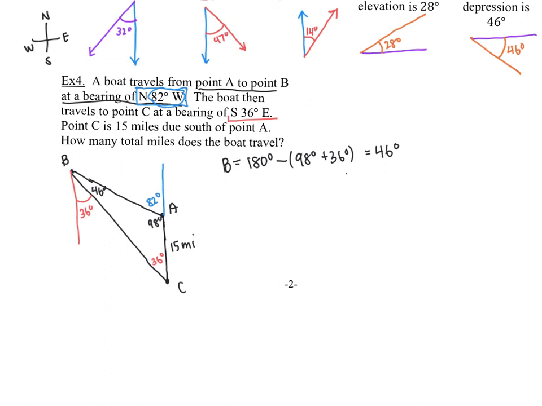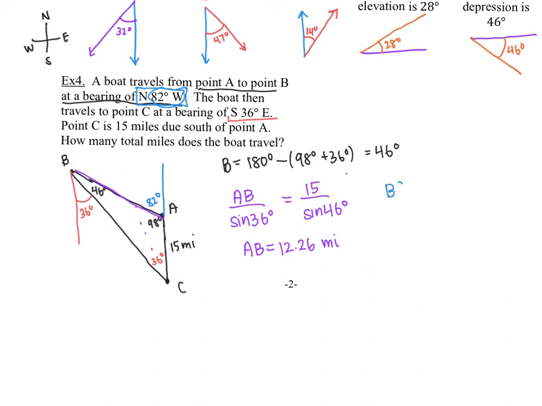I'm going to go ahead and find AB first. AB over, this is side AB up here, the angle that it is opposite to is 36, so over sine 36 degrees. The only side I am given is the 15 miles, so I'm going to do 15 over, and the angle opposite the 15 miles is 46 degrees, so sine of 46 degrees. I'm going to go ahead and solve this. 12.26 miles. Now I need to figure out the distance from B to C.